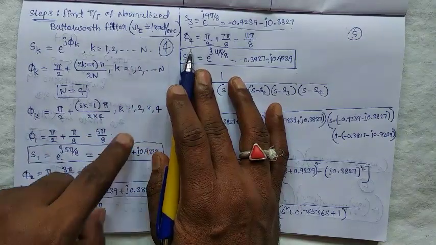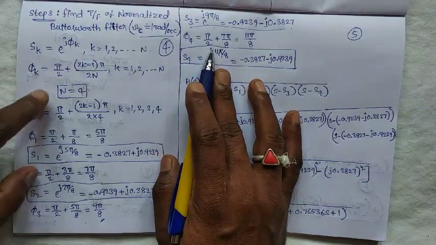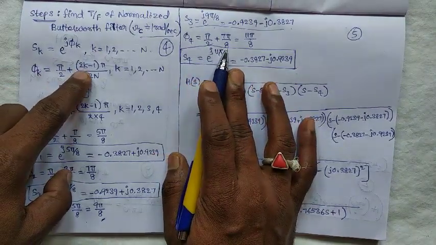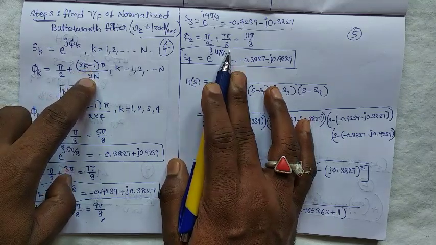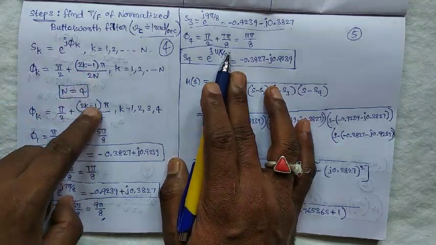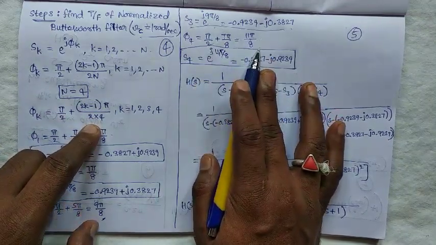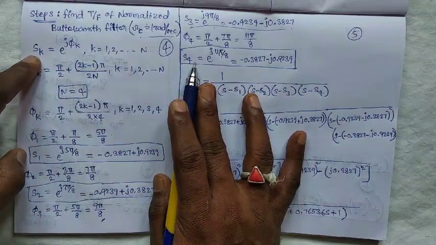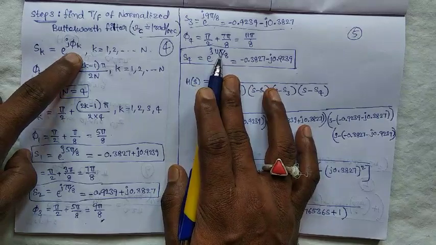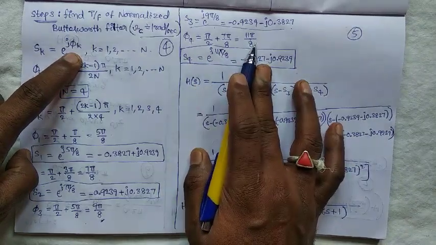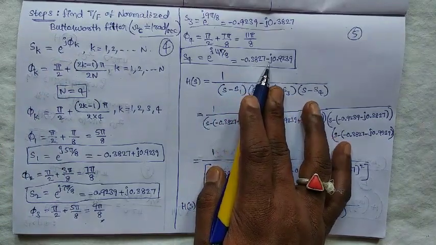Similarly, k is equal to 4. K is equal to 4 means phi 4 is equal to pi by 2 plus (2 into 4 is 8, 8 minus 1) 7 pi by 8. Here which is equal to 11 pi by 8. For k is equal to 4 we are determining sk. S4 is equal to e power j phi 4. Phi 4 value is 11 pi by 8, which is equal to minus 0.3827 minus j 0.9239.